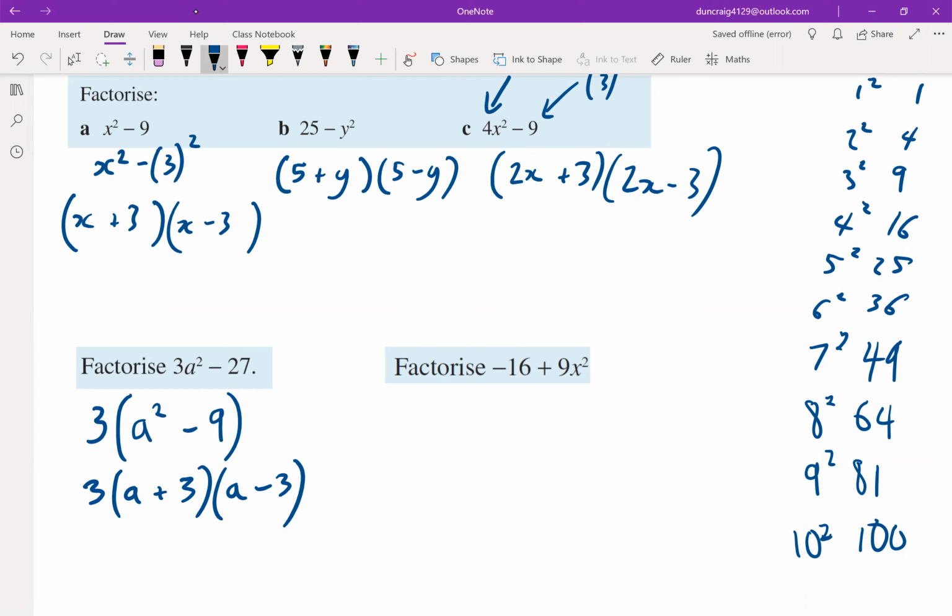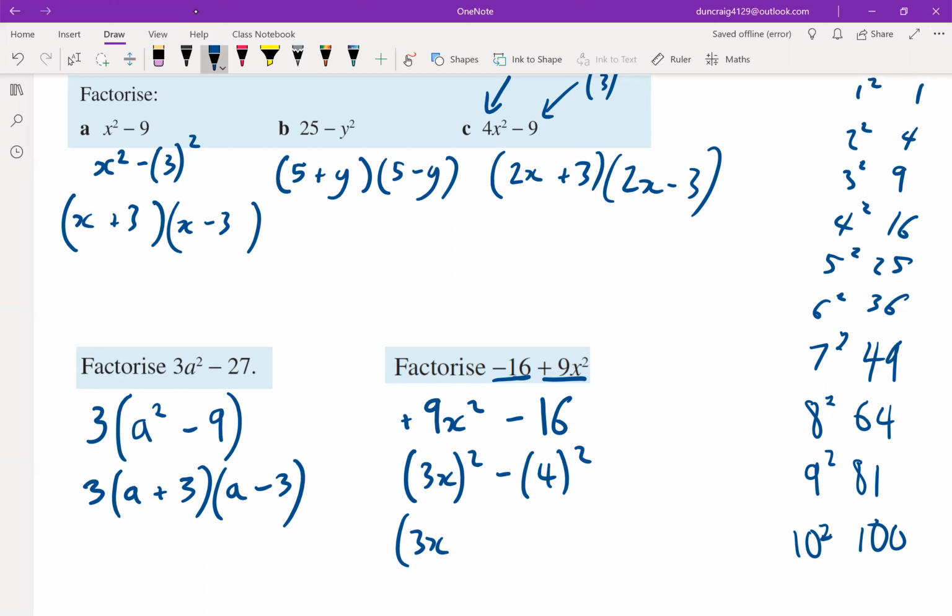The last one is pretty much the same as those first few examples. Minus 16 plus 9x squared is exactly the same as 9x squared take 16. There's my take 16, there's my positive 9x squared; I've just swapped it around. Then 9x squared is the same as 3x all squared, and 16 is 4 squared. So I can write out my answer from there: 3x plus 4, 3x take 4.